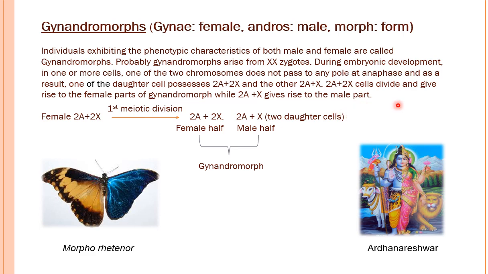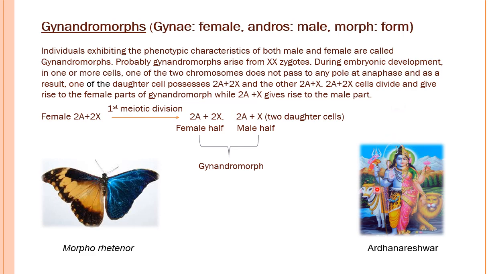If the irregular distribution of X chromosome occurs at the first mitotic division of zygote, the male phenotype would extend to exactly half of the body of the gynandromorph. The extent of male part in a gynandromorph therefore depends on the stage of embryonic development when the irregular distribution of X chromosome occurs. The earlier the occurrence, the larger the size of the male portion.